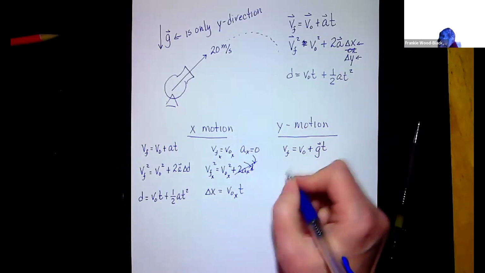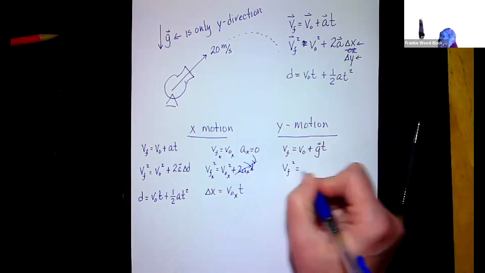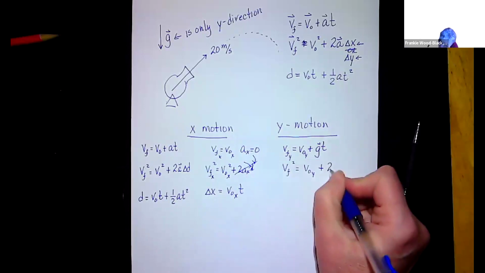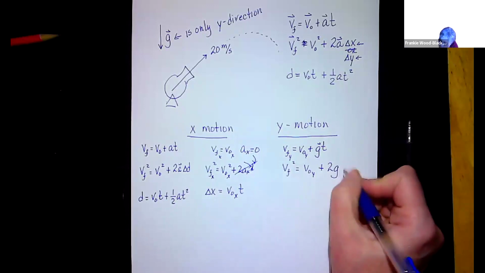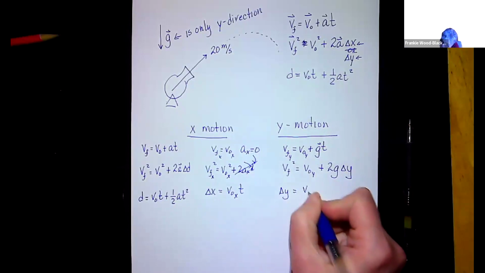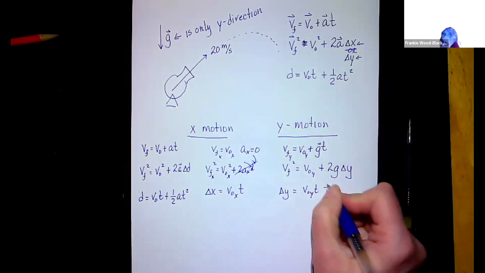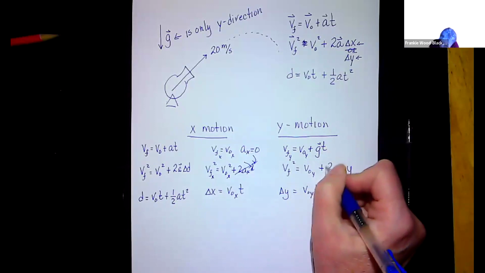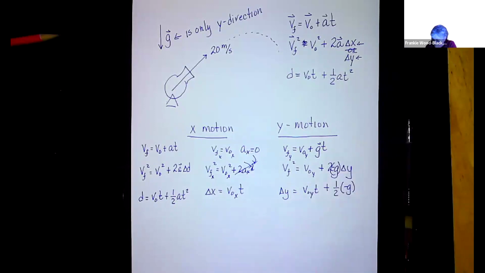Now, if I do this for my y, I'm going to get my final velocity squared is equal to my initial velocity in the y direction squared plus 2 times my g times my change in y. I get my change in y is equal to my initial velocity in the y direction times time plus 1/2, and I'm going to put a minus g here, times time squared. Oops, I left a square out. There we go. We got a square. So we can rewrite these into those parts.